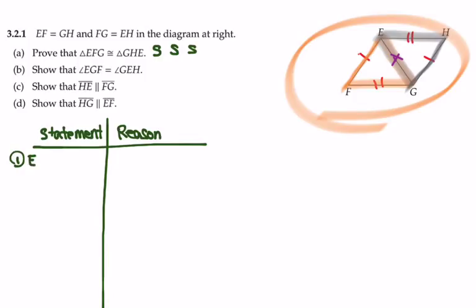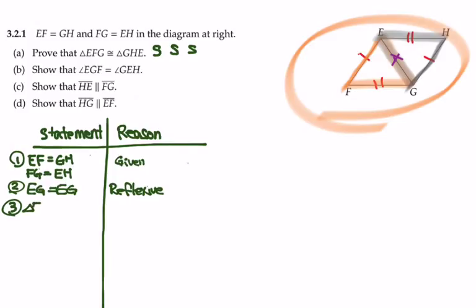Now first I'm writing down the givens here. And then second, what else do we realize? When you look at EG, in fact, that was equal to EG as well. So we can call that reflexive. Then I think we are already done for part A. We can say these two triangles are congruent by SSS postulate. All right.